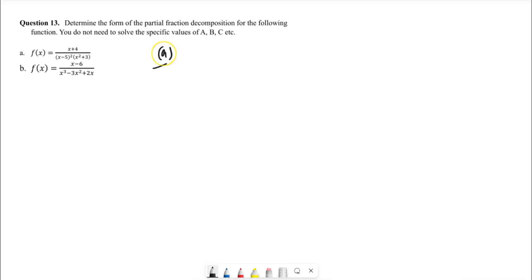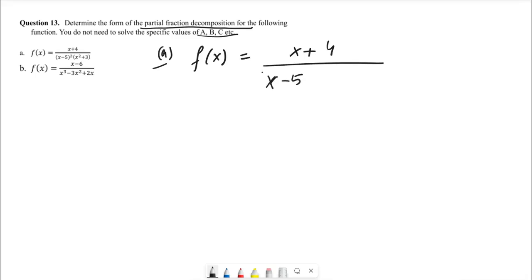The question is to determine the form of the partial fractions. We do not need to solve for the constants. The first function is (x + 4) divided by (x − 5) whole squared times (x² + 3). For the partial fractions, you need to see what the factors of the denominator are.